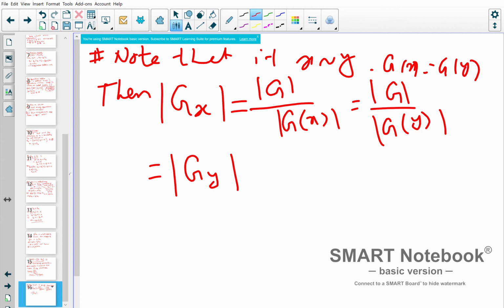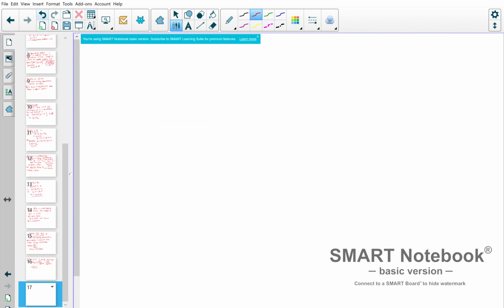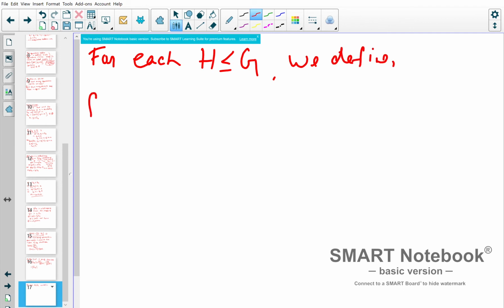Now I am going to define another notation, and then we will have one of the most important formulas, called the orbit stabilizer formula. Before that, let me define one more thing. For each subgroup H, whatever subgroup we choose, we define something called the fixed set of H, Fix(H).